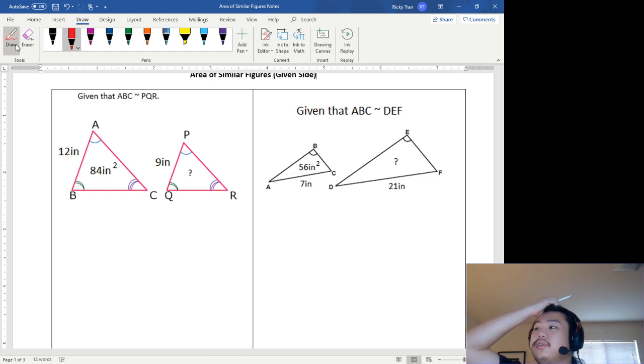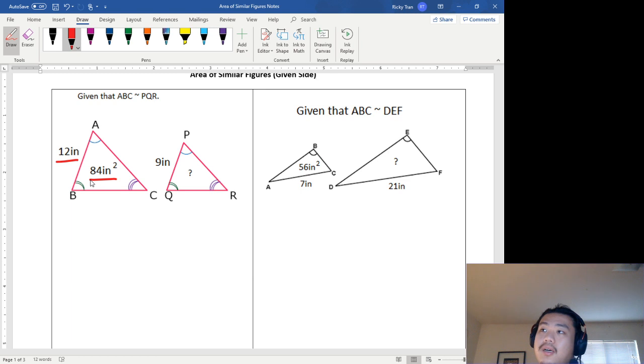Today we're gonna go over area of similar figures. When you're given only one side and one area, you're gonna use the scale factor from the first shape to the second shape to find what the actual area is. Now there is a direct correlation between the proportionality of the first shape and the second shape. In our case, the first shape has a 12-inch side, and 84 inches is the area.